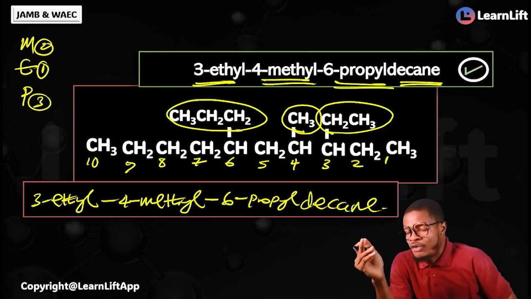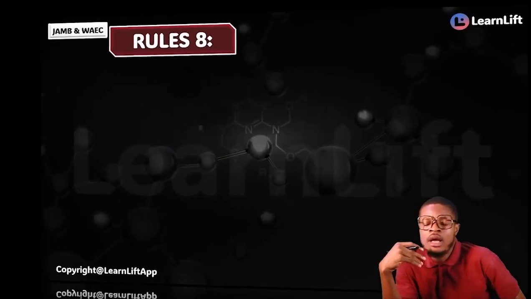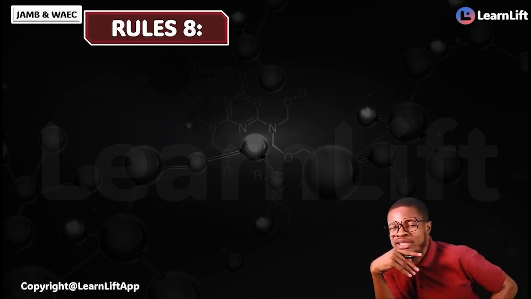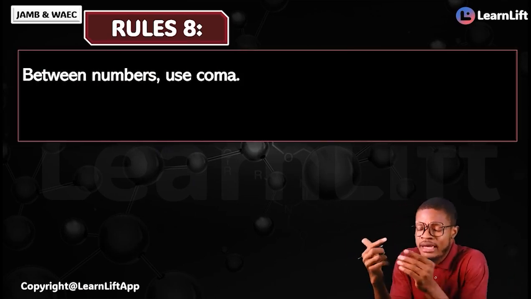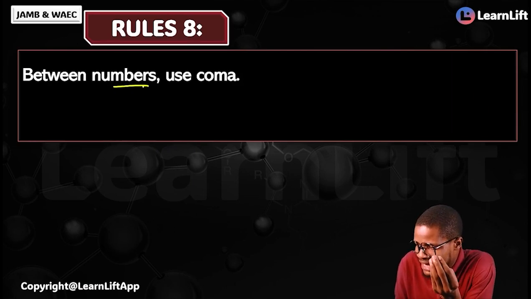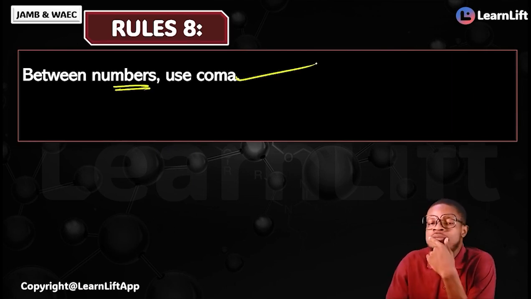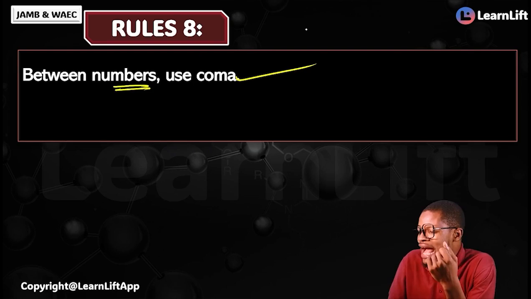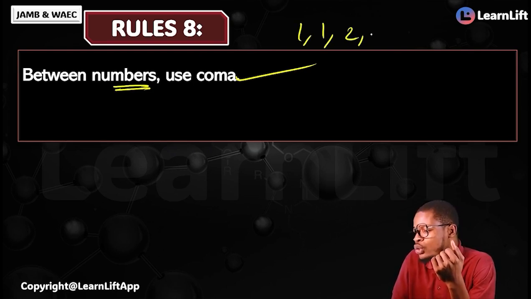Does it make sense? If you are very sure you understand that very quickly with me, look at rule 8, the last but not the least. In rule 8, what do we do there? Between numbers, use what? Comma. So if I have 1, 1, 2, 4, probably tetramethyl.